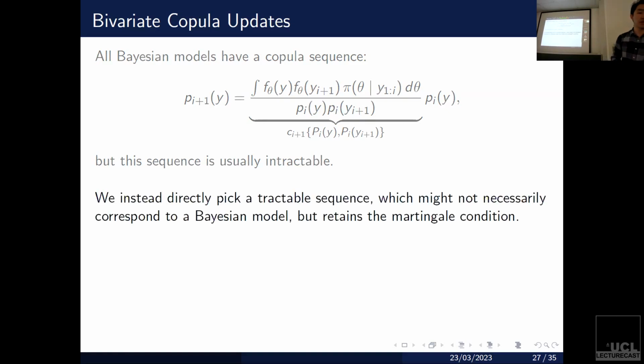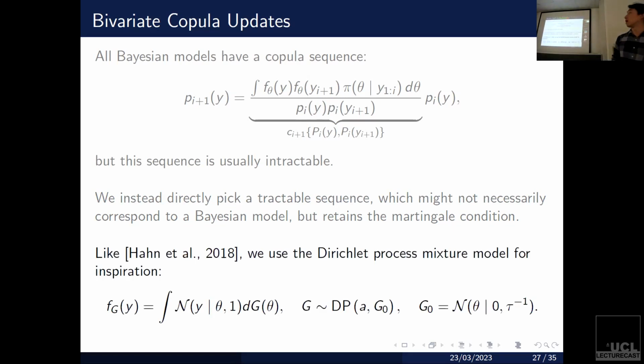The idea, which was introduced in an older paper, is that we can pick this copula sequence directly in a tractable format. It doesn't necessarily have to correspond to a Bayesian model anymore, but we can show that it actually retains the martingale condition. So any sequence of predictives constructed of this form will retain the martingale condition. And what we're going to do is turn to Bayesian nonparametrics to come up with an update. This is a very long and arduous roundabout way, but fortunately the predictive update is going to be quite intuitive and easy to understand.